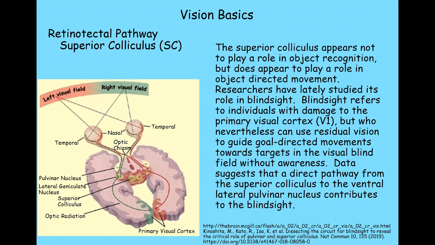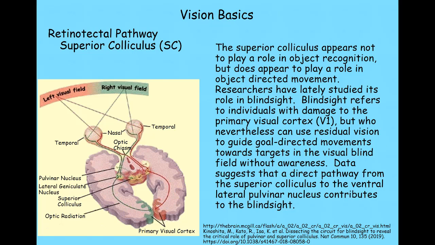The superior colliculus appears not to play a role in object recognition, but it does appear to play a role in object-directed movement. Researchers have lately studied its role in blindsight. Now, blindsight refers to individuals with damage to the primary visual cortex, V1 primarily, but who nevertheless can use residual vision to guide goal-directed movements towards targets in the visually blind field without awareness of what they're doing. That is, awareness of what they're grabbing or where it is.